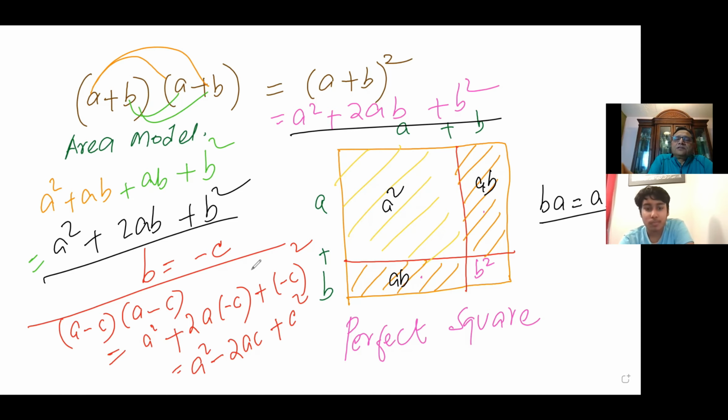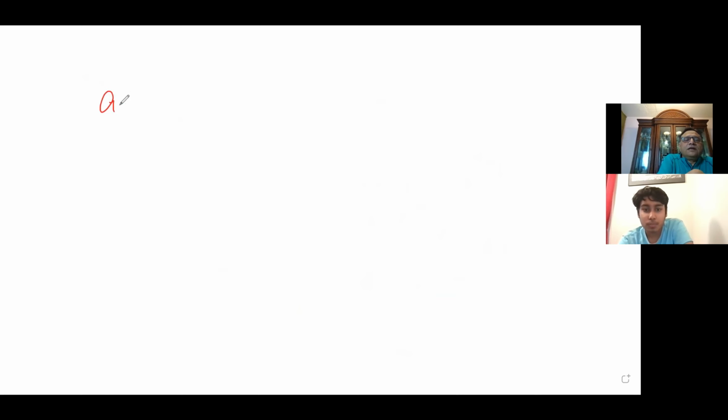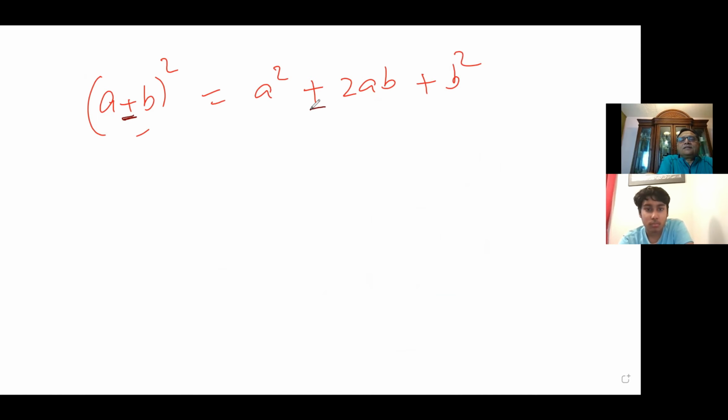So let me summarize this result here. We found that A plus B whole square is basically equal to A square plus 2AB plus B square. However, if I write this as minus, in that case, this becomes minus. But the rest stays the same, just the B square.